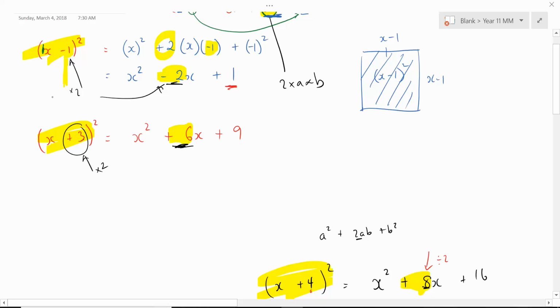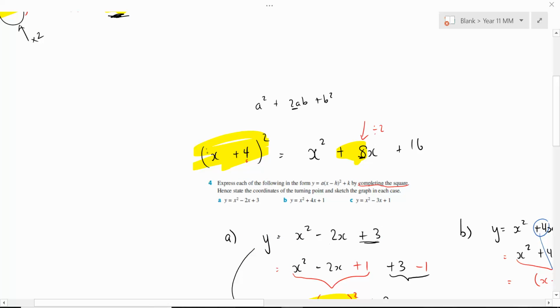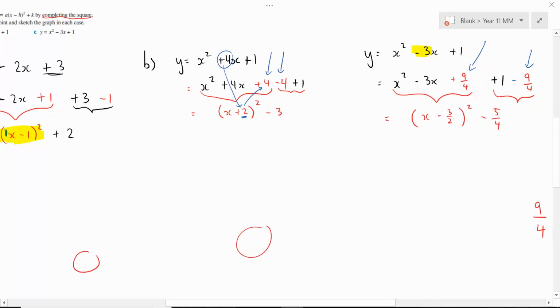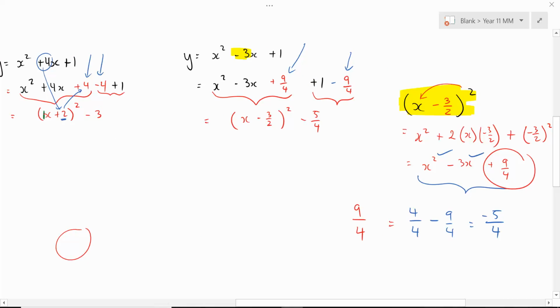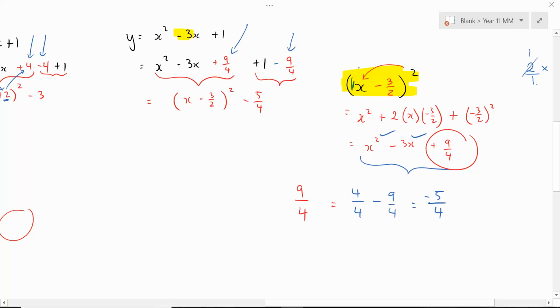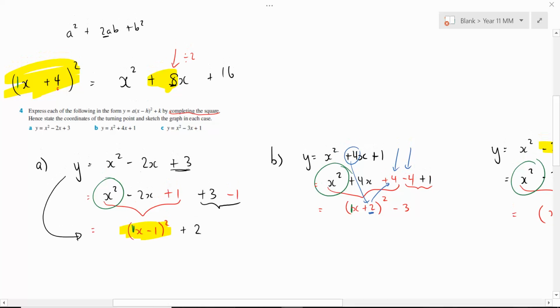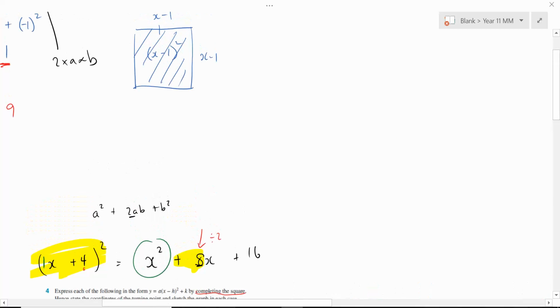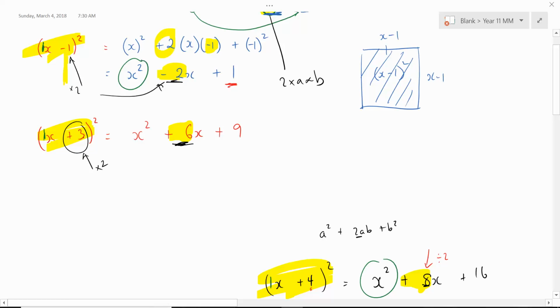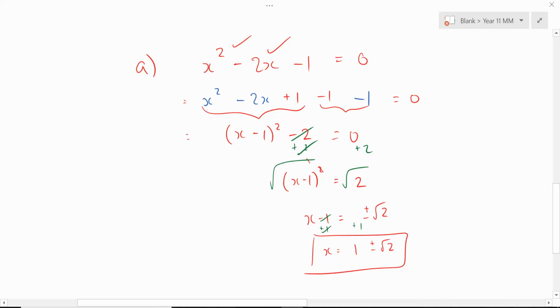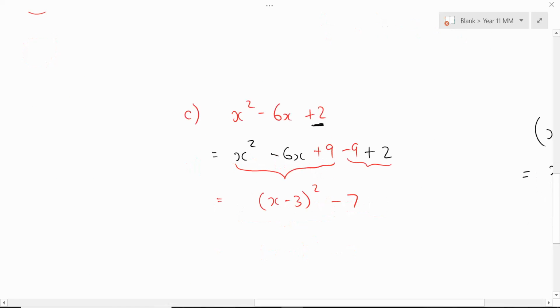They all have 1. 1x, 1x, 1x, yeah, they all have 1x. So when you expand it, it's always going to be 1x squared. So the pattern seems like it only works for 1x squared, and that's true. With completing the square, it only works for 1x squared.